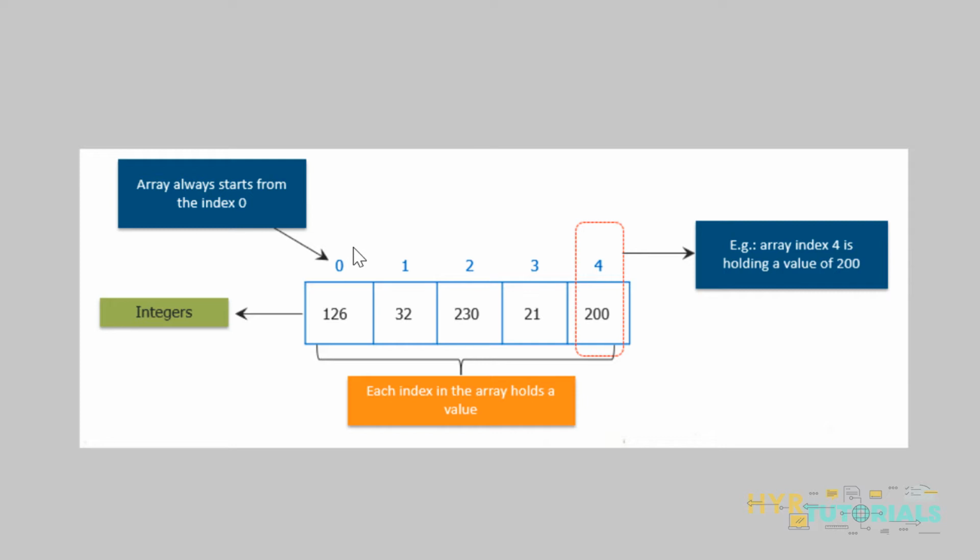So that is why I will have only 4 index. Here you can see we have only 4 indexes, but we have 5 values. So this is the concept of a single dimensional array. Now let's create single dimensional arrays.